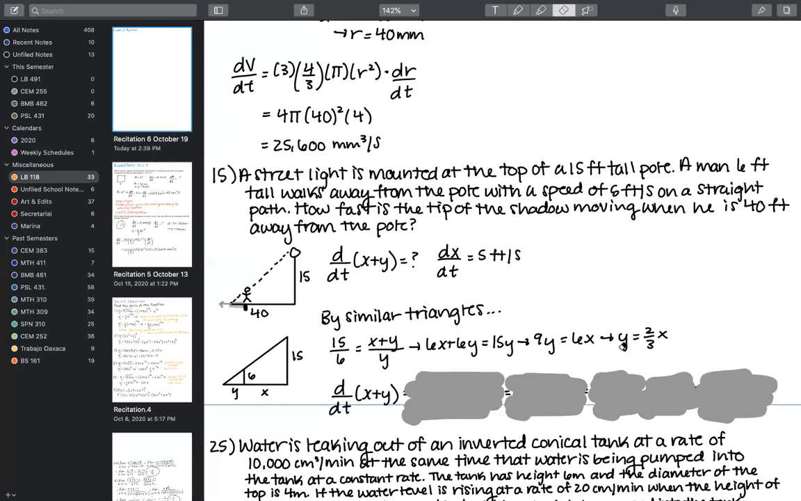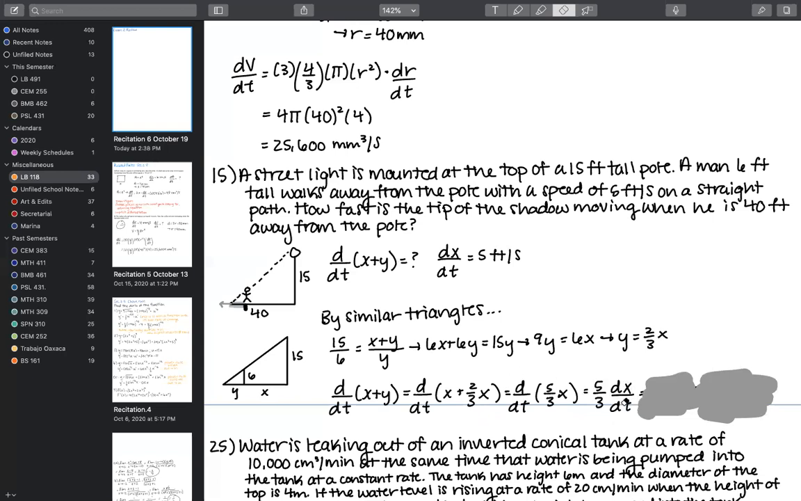And so since we found that Y is equal to 2/3 X, we're going to plug that in here. We get X plus 2/3 X, simplify that to 5/3 X. And then when we take the derivative, 5/3 dx dt, because we know that X is changing. And then we can just plug that in. And then our final answer is 25/3 feet per second. Any specific questions on this one?